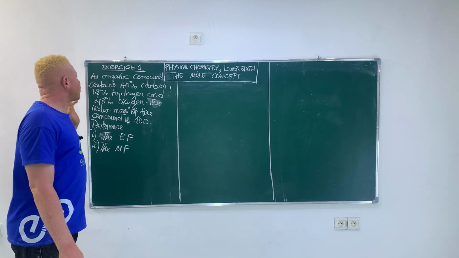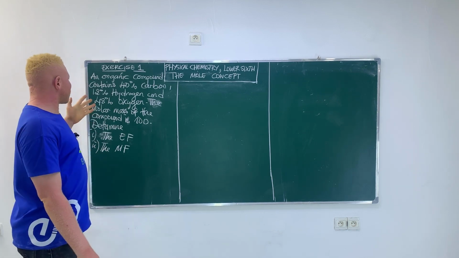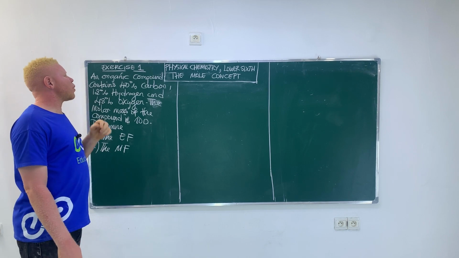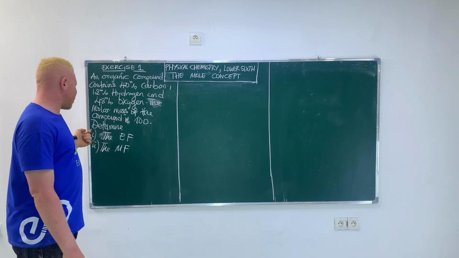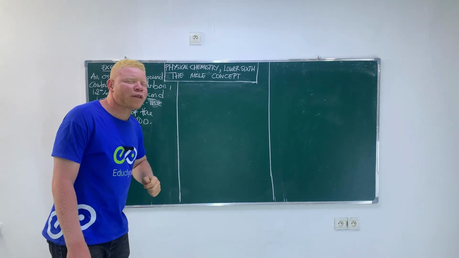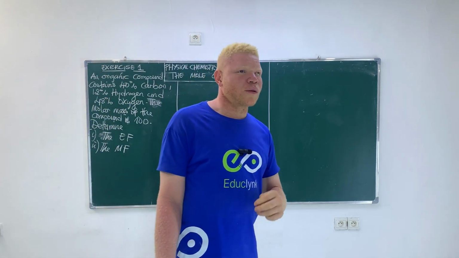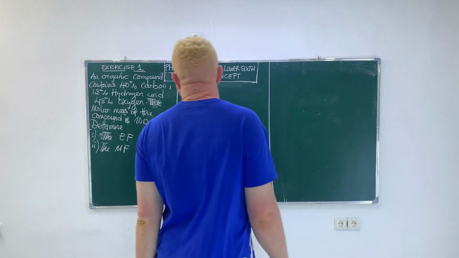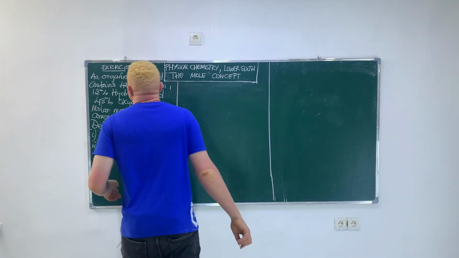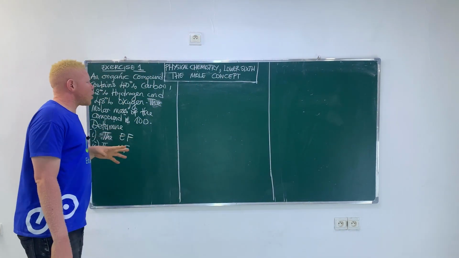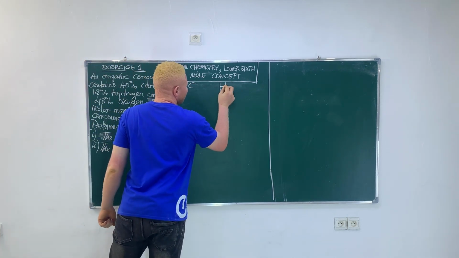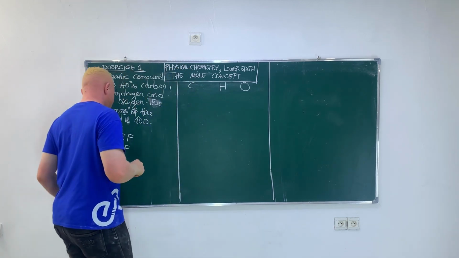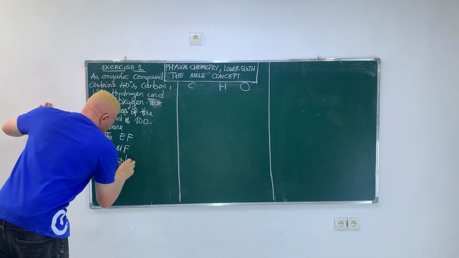An organic compound contains 40% carbon, 12% hydrogen, and 48% oxygen. The molar mass of the organic compound is 400. Determine Roman 1, the empirical formula, and Roman 2, the molecular formula. In this case, we are going to identify the elements found in the compound. We have carbon, hydrogen, oxygen. So here is the solution.